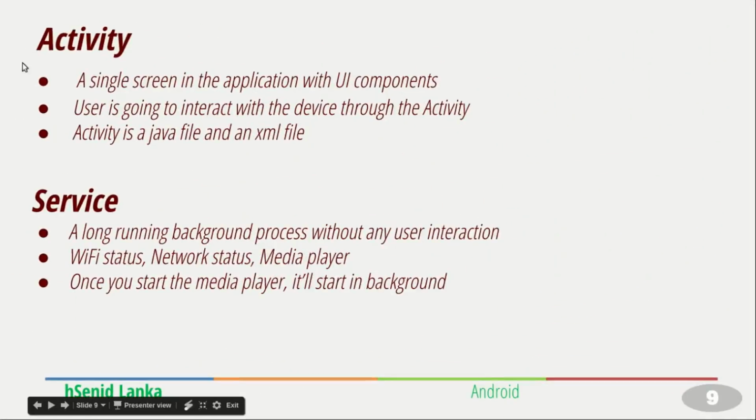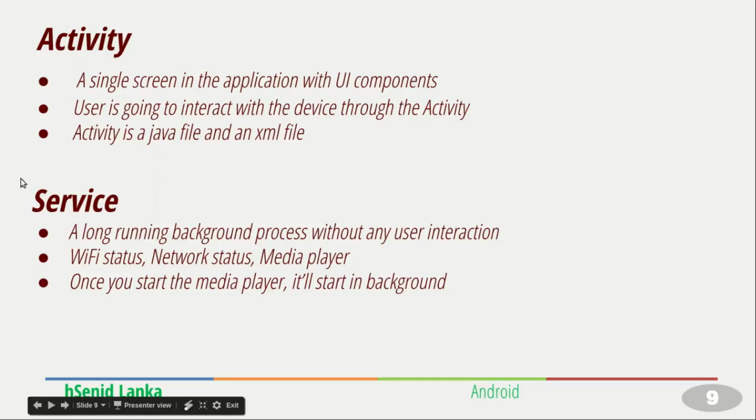The first one is activity. An activity is a single screen in the application with UI components. Actually, it is a single screen on our smartphone, and the user is going to interact with the device through this activity. An activity consists of two main files, a Java file and an XML file. The Java file contains all the logic, whereas the XML file contains the layout of the screen. In an activity, human interaction is needed.